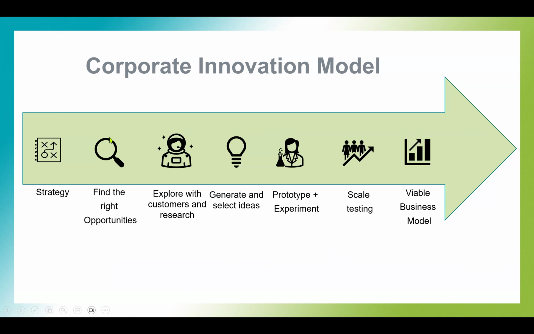The business owner who owned that part of the strategic plan would then put together a design thinking team. And the design thinking comes all the way from back here, where you're actually exploring the ways that you could do that. And you're exploring with customers and research and generating, selecting ideas, and then prototyping, experimenting. And then once you've decided that this project's going to go ahead, then you scale testing and create a viable business model. So design thinking is within the overall corporate innovation model.